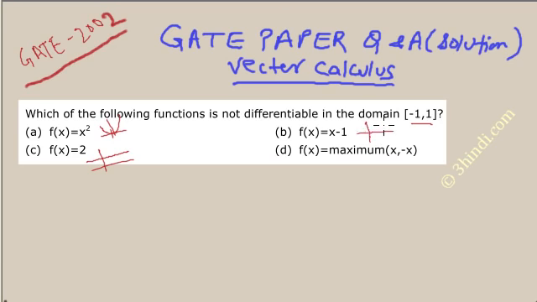this function x minus 1, and for this function, the maximum of x and minus x. So the graph of this is like this: if x is negative, y is the maximum of x and minus x. So at this point this is not differentiable because the slope is changing abruptly. So this is the correct answer.